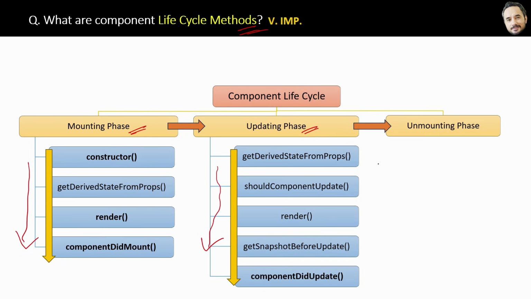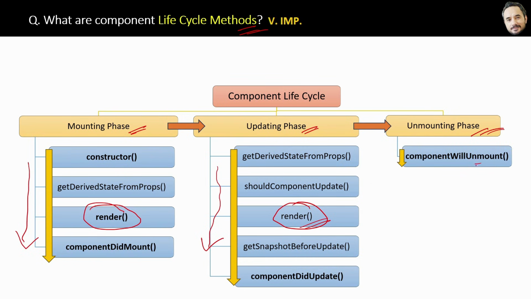You notice here this render method is in both phases, right? Why? Because if you do any change in the component, then in the updating phase, the same render method will again execute. Okay, so that I will explain later, but yes, the render method can execute multiple times. Finally, in the unmount phase, we have only one method which will execute at last.